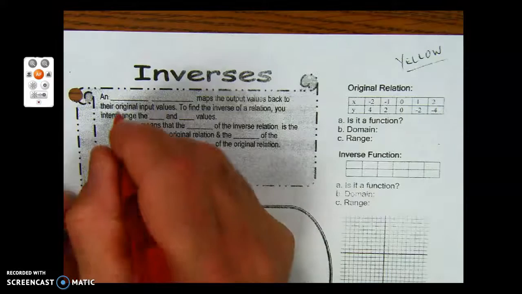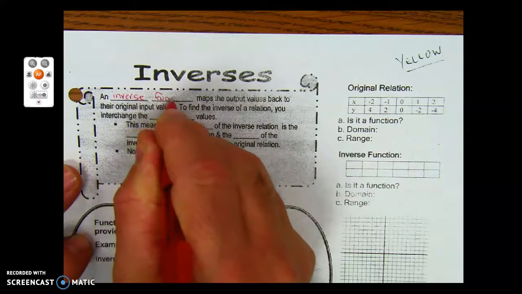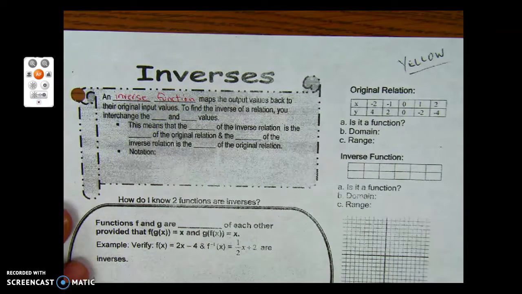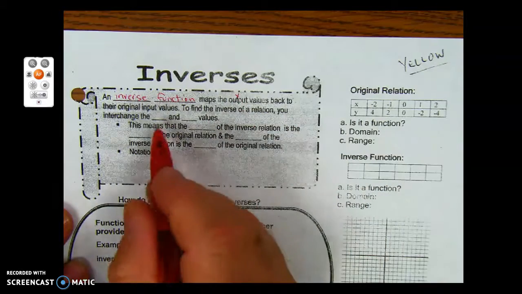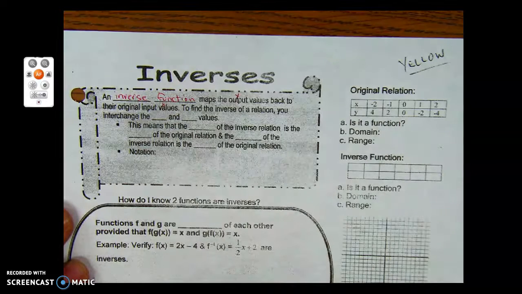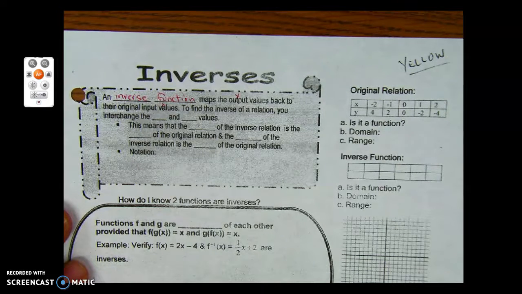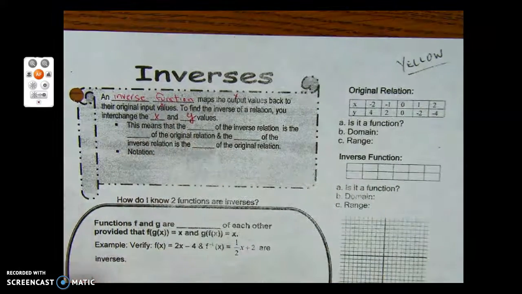An inverse function maps the output values, those are the y's, back onto their original input values, which are the x's. That basically means the outputs become the inputs, and the inputs become the outputs. That's just a fancy way of saying the x's and the y's switch places. So that's what we say here. You just interchange the x and y values.